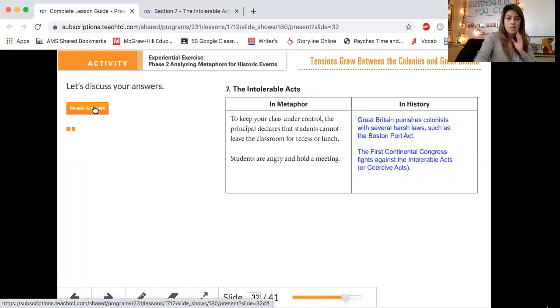All right. For the metaphor, to keep your class under control, the principal declares that students cannot leave the classroom for recess or lunch, that is, in history, Great Britain punishes colonists with several harsh laws, such as the Boston Port Act. Students are angry and hold a meeting. This would be when the First Continental Congress fights against the Intolerable Acts. So go ahead and pause the video now if you need to check your answers, and press play when you are ready to continue.